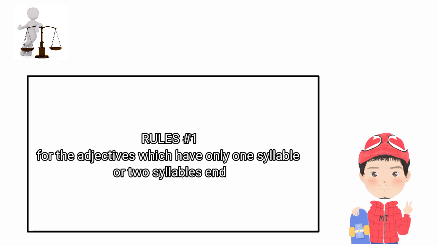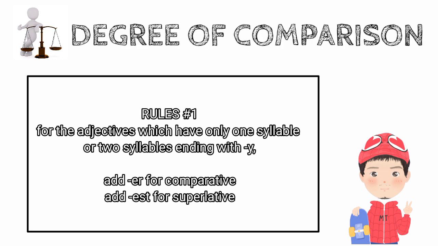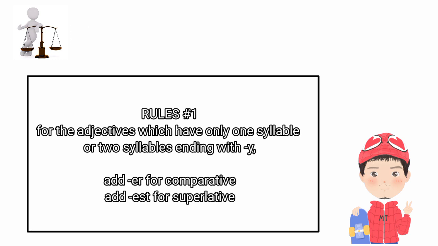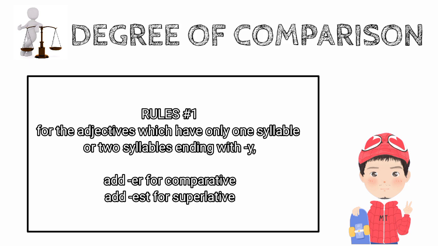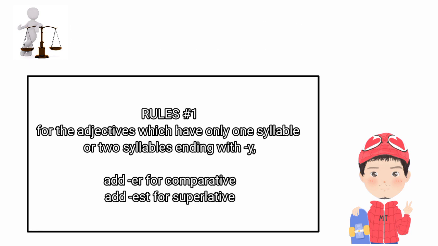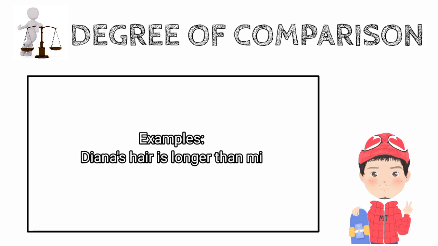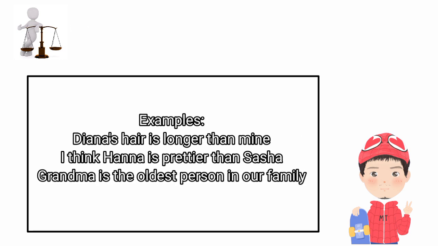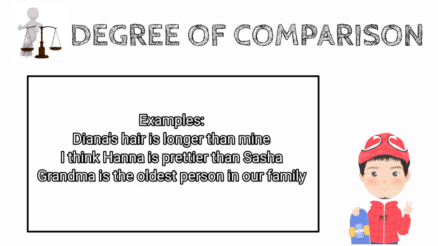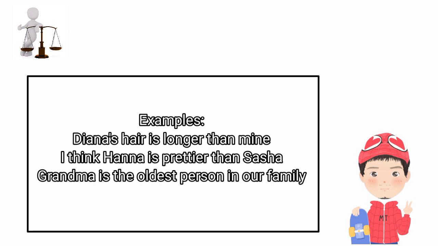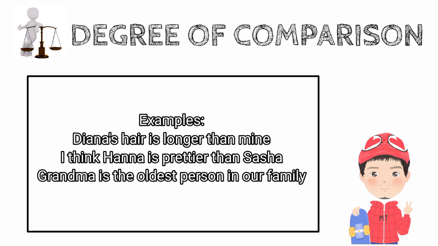Rule number 1. For the adjectives which have only one syllable or two syllables ending with y, add er for comparative and add est for superlative. For examples, Diana's hair is longer than mine. I think Hannah is prettier than Sasha. Grandma is the oldest person in our family.